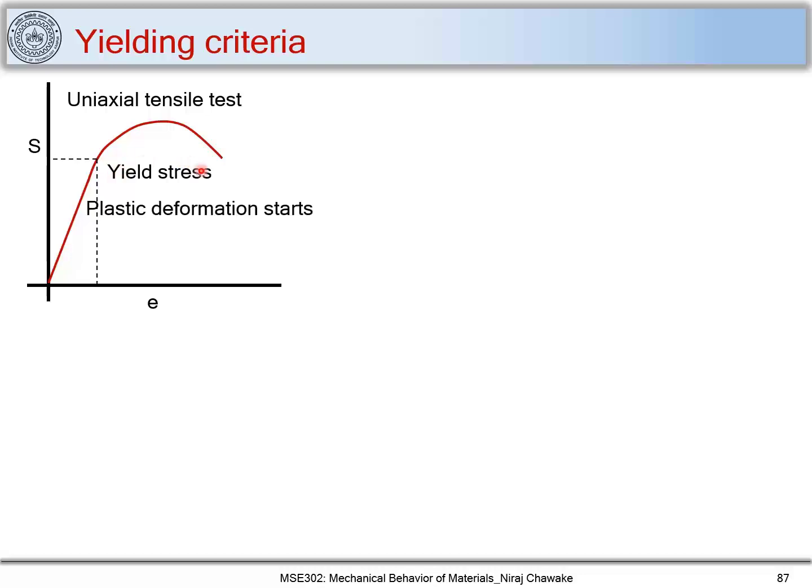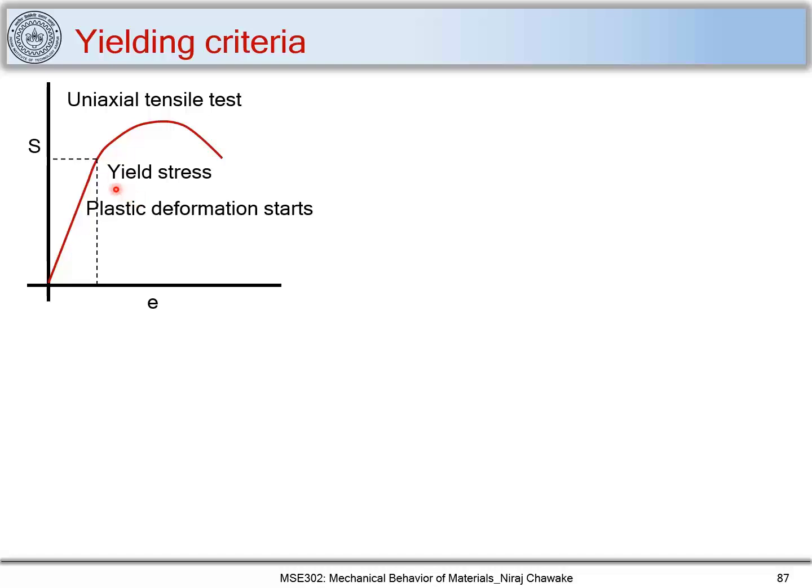Actually, yield stress is a measure of where the plastic deformation starts. So when we consider any material in an application, we don't want it to undergo any plastic deformation. So we don't want a material to enter into a plastic region. So we should not cross the yield stress of that material.